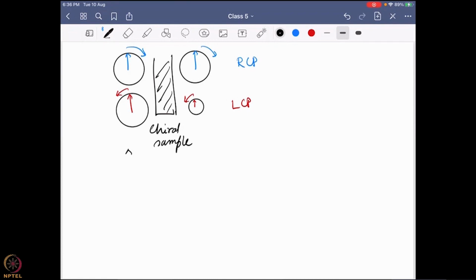So previously what was a plane polarized light, after it has different absorbances, what I end up with is nothing but an ellipse. And this ellipse is a direct reflection of the fact that this chiral molecule can detect the difference between, again, the RCP and LCP. And over here, they're absorbing it differently.